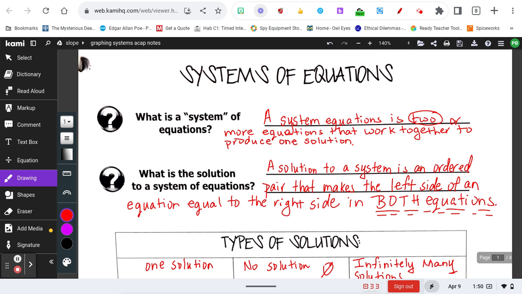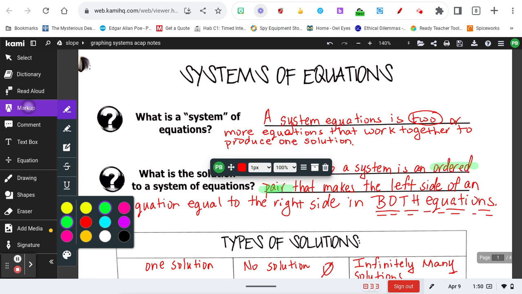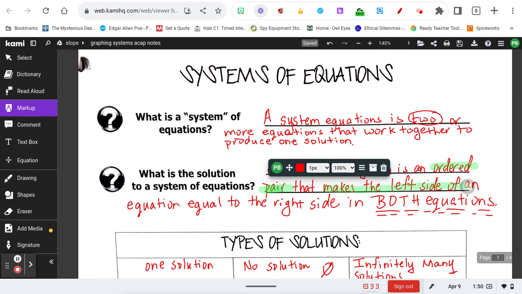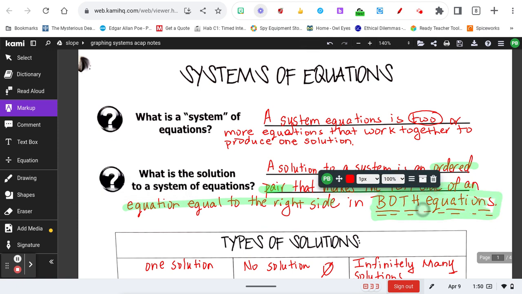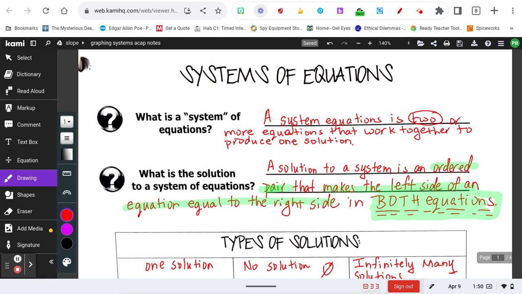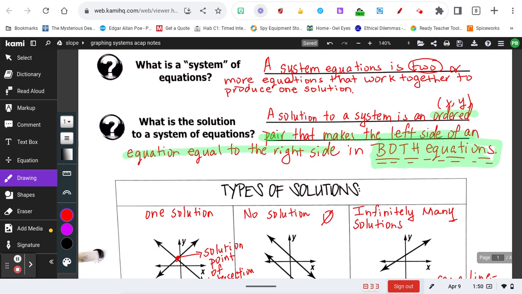It's an ordered pair. And what does this ordered pair do? It makes the left side of an equation equal to the right side of it. Not just in one equation, but in both equations, okay? So you'll pick some x and y, which is some ordered pair. You can replace x and y in both, and the left side will equal the right side in both.